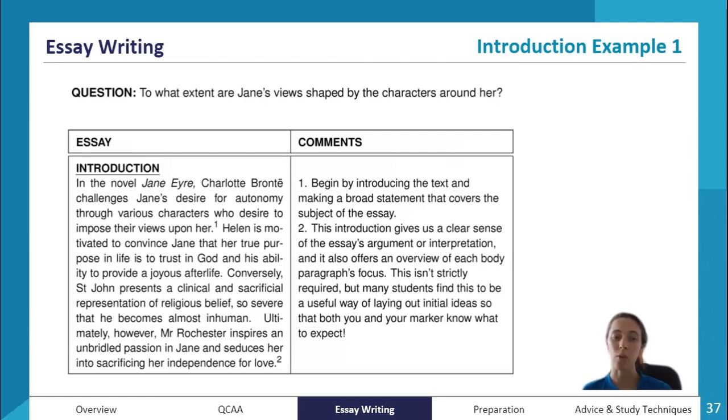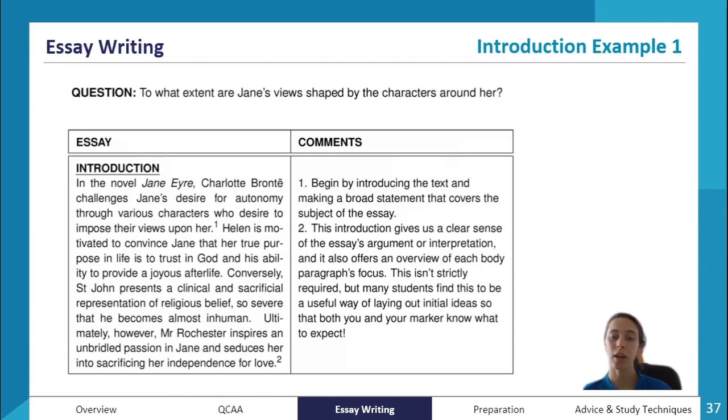So let's have a look at what comes after that first sentence. Helen is motivated to convince Jane that her true purpose in life is to trust in God and his ability to provide a joyous afterlife. Conversely, St. John presents a clinical and sacrificial representation of religious belief, so severe that he becomes almost inhuman. Ultimately, however, Mr. Rochester inspires an unbridled passion in Jane and seduces her into sacrificing her independence for love.